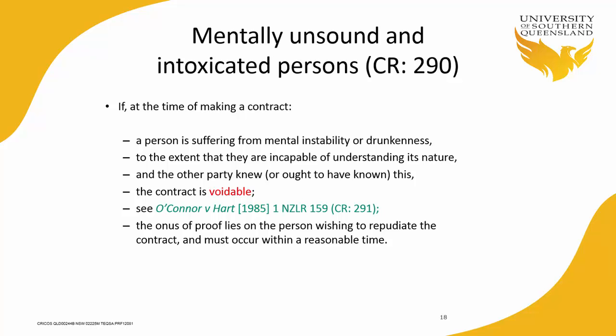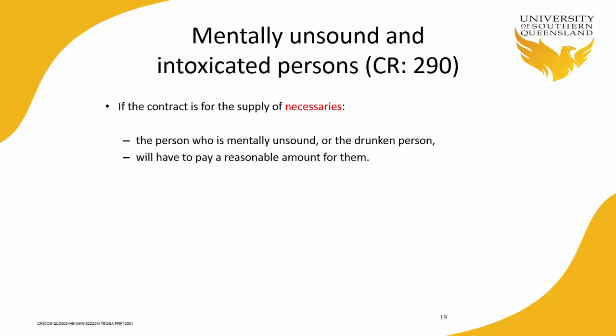Drop down to the bottom of table 11.2, it says where the goods are not necessaries, the person suffering the disability again may be able to repudiate the contract when they are again of sound mind or sober, if at the time of contracting they were suffering from such degree of mental instability or were so inebriated that they were incapable of understanding the nature of the contract, and this was known or ought to have been known by the other party. So that's what we just covered.